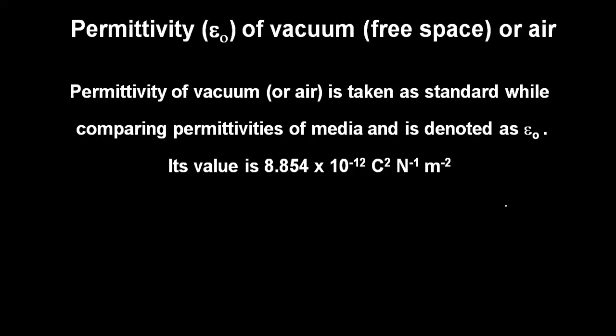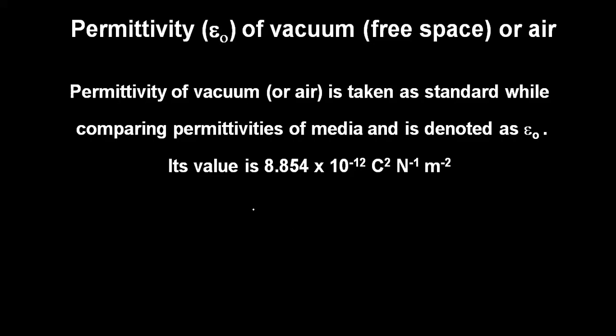That is to say, the permittivity of air or vacuum is always taken as a standard. If I want to compare permittivity of water, I have to use air as a standard. So I have to compare permittivity of a given medium with permittivity of air or vacuum. So permittivity of vacuum or air is always taken as standard while comparing permittivities of media, and the denotation for permittivity of vacuum or air is epsilon sub O.